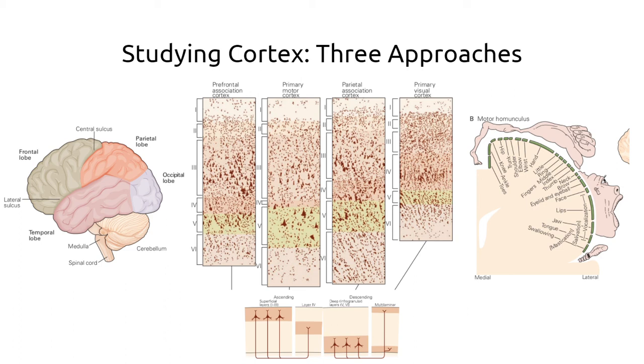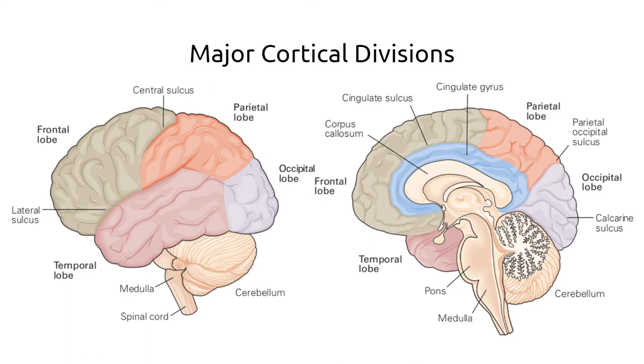Exactly how different areas connect to different other areas is going to be relevant. All right, we'll see whether or not that's going to make any sense. Let's get something a little bit more concrete here. I'm going to start with the major cortical divisions.